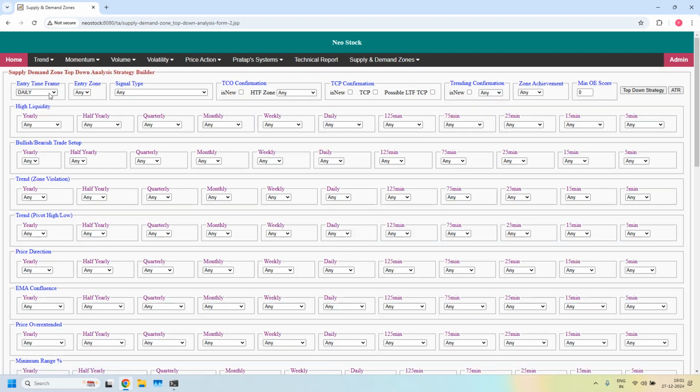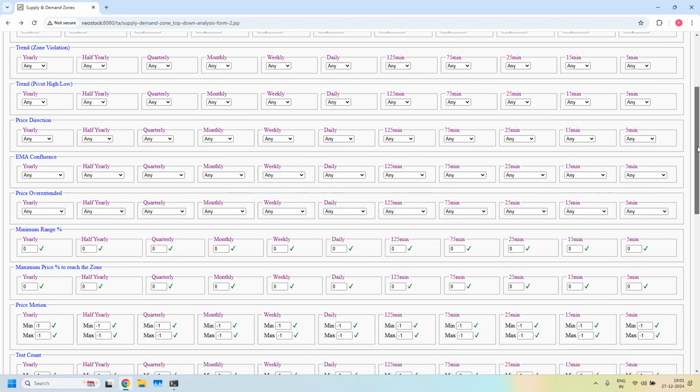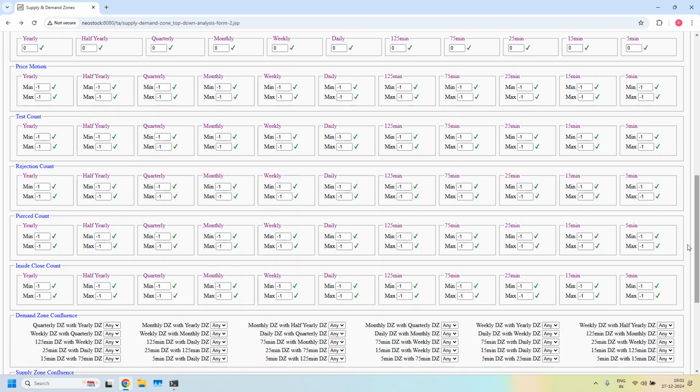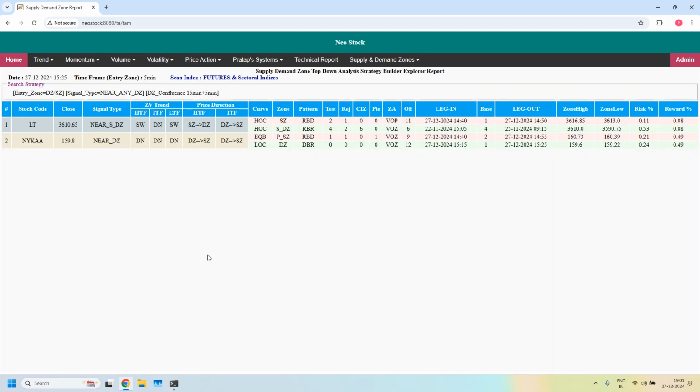Okay, next time frame is 5 minutes. Stocks near 5 minutes demand zone. We got 6 stocks. We can further filter based on LTF and ITF demand zone confluence. That is 5 minutes demand zone with 15 minutes demand zone confluence. I am enabling that filter. So with this filter, the list is reduced to 2 stocks. And these 2 5 minutes demand zones are part of the 15 minutes demand zone.